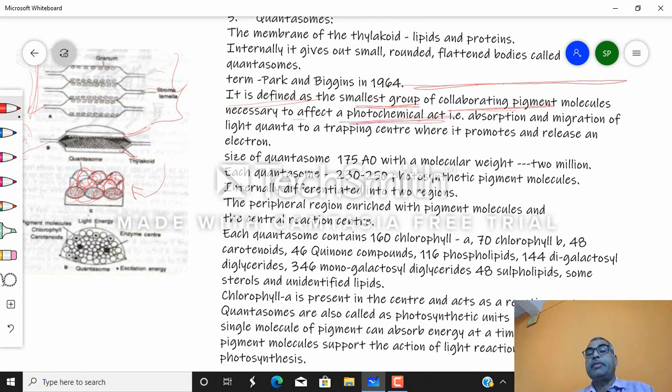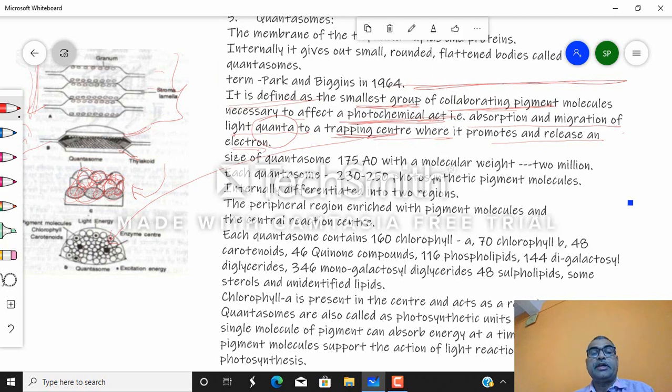We'll see later about the photochemical act. But what is the photochemical act? It is the absorption and migration of a light quanta to a trapping center, where it promotes and releases an electron. What is quanta? Quanta is the unit of light. Where is the trapping center present? The trapping center is present in the quantasome. We will see later in the mechanism of light reaction.